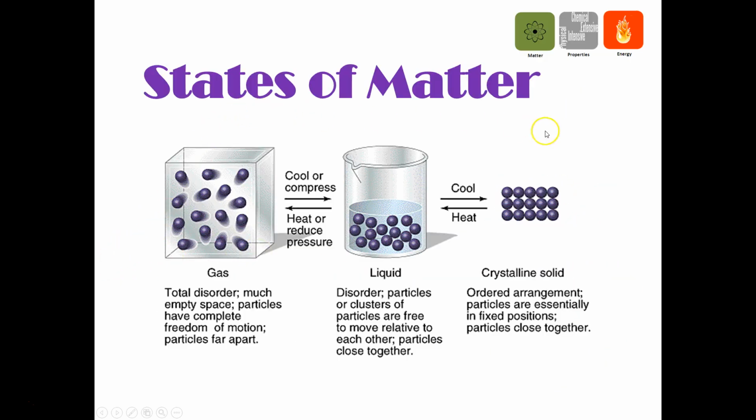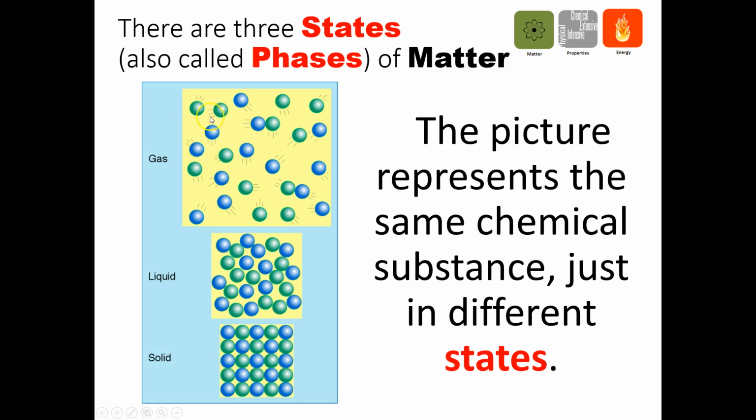This picture shows you a visual representation, a model of the 3 states of matter that we're going to be talking about, and that we already did talk about a bit in the first unit. Again, there's 3 states of matter, and each picture is supposed to represent the same substance, just in a different state.